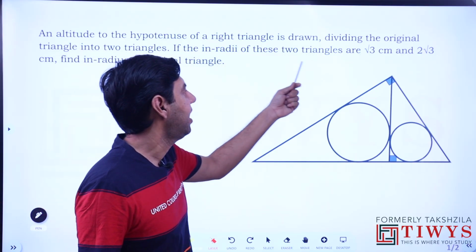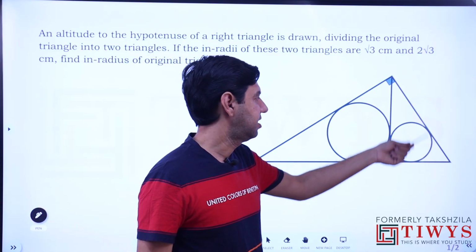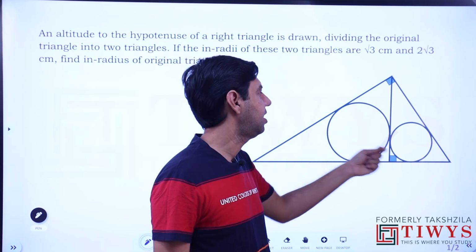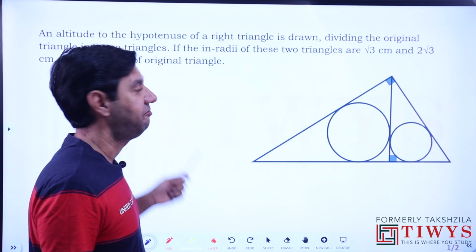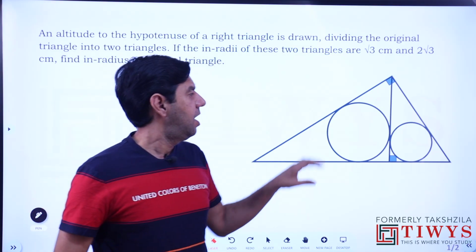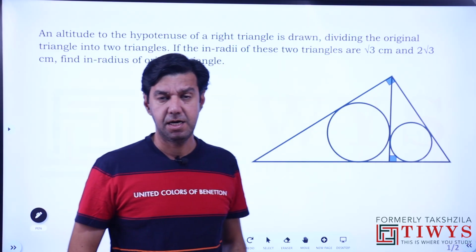If the in-circles of these two triangles are drawn, we know the in-radii of these are root 3 and 2 root 3. Find the in-radius of the original triangle. The image should be familiar.